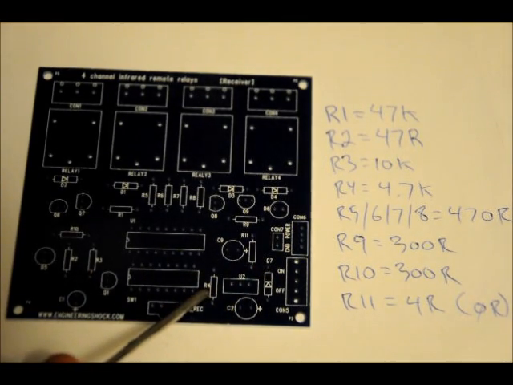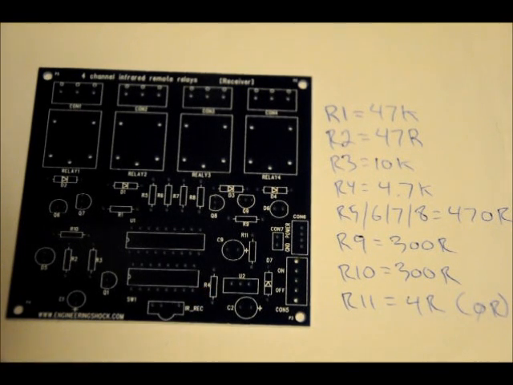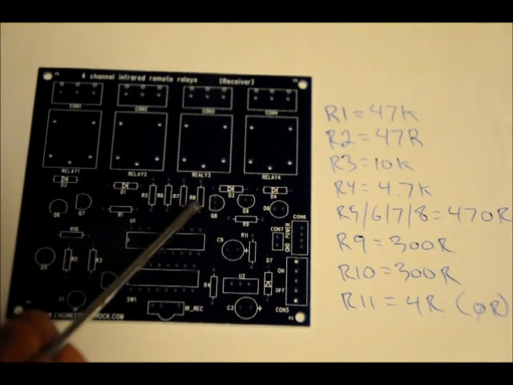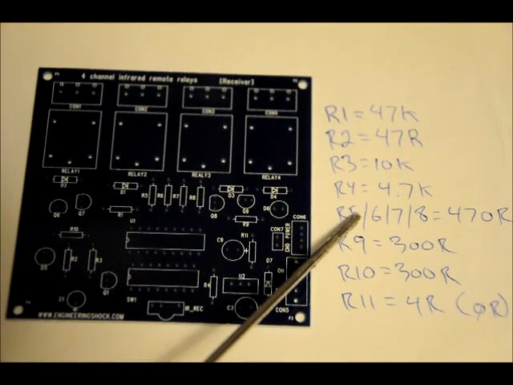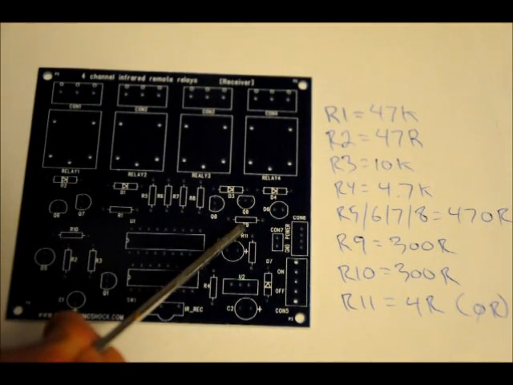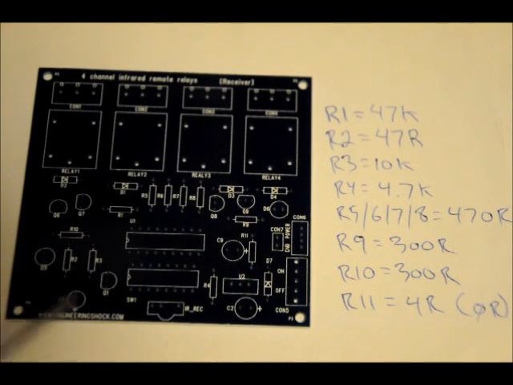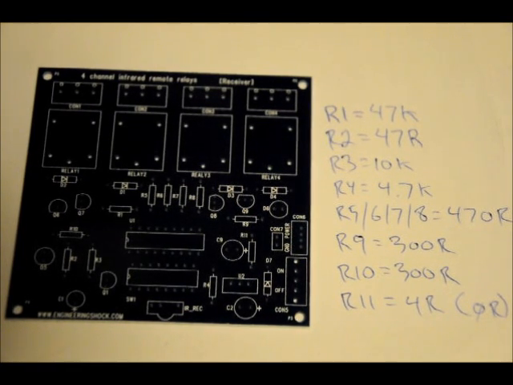R4 is right here, and that is a 4.7K ohm resistor. R5, R6, R7, and R8 are all 470 ohms. R9 is a 300 ohm resistor. R10 is also a 300 ohm resistor, and R11, which is located right in here, is our 0 ohm resistor. However, if you're using a multimeter to measure, it might show you about 4 ohms because of the resistance of your probes. But again, it's just a single odd-looking resistor with a black line through it. So place all of those resistors, and then we will do the capacitors.